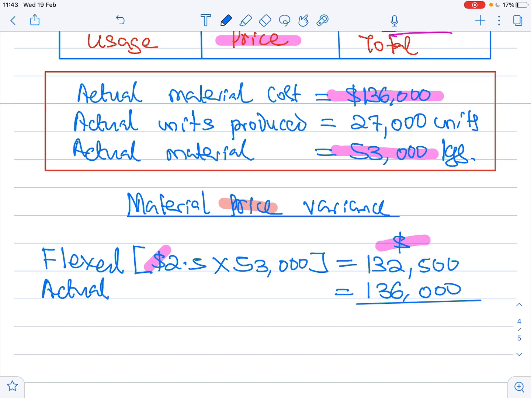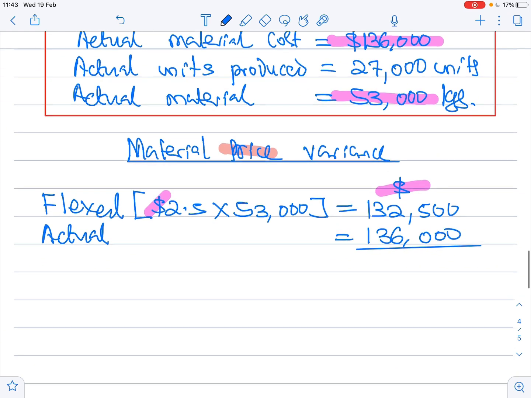So what do we do now? We'll say 132,500, compare that with 136,000, and that's going to give us 3,500. So this is 3,500. Good or bad? Bad. Why is it bad? We have spent more money than the cost card is saying. So because it's bad, you say this is adverse. Okay, now you pull it down like this.